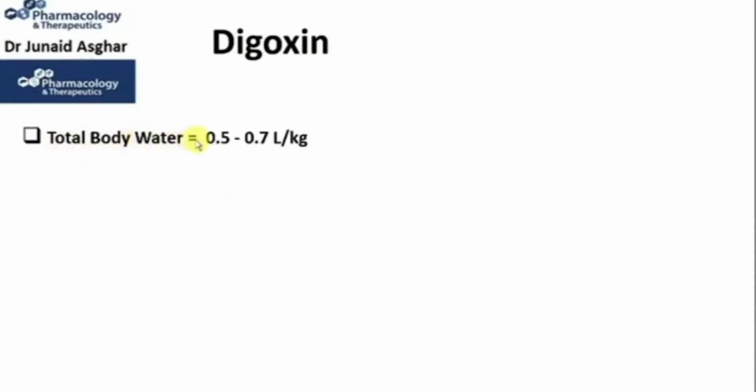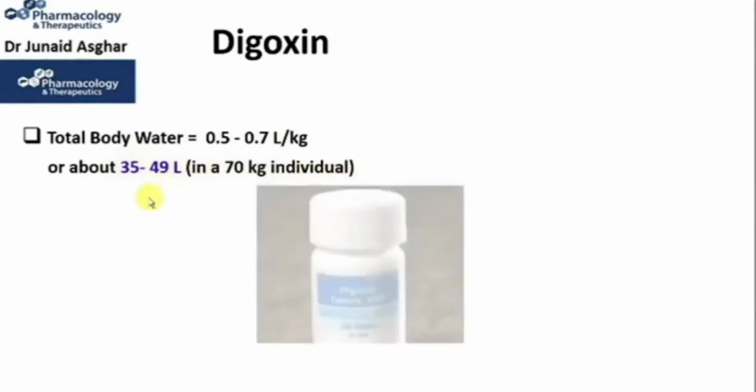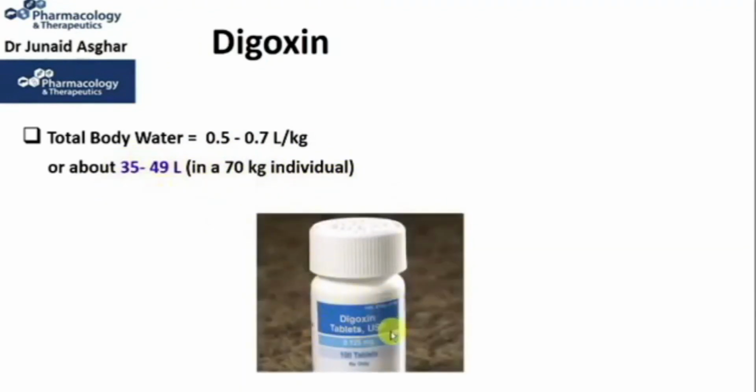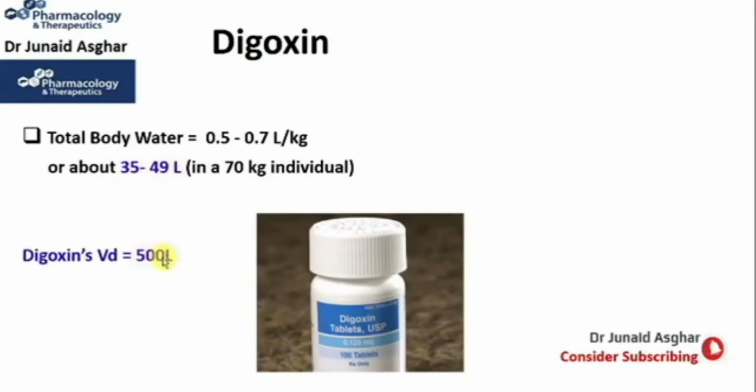Let's explain this in a more practical way. So the total body water is 0.5 to 0.7 liter per kilogram of the body weight, or in other words, it is 35 to 49 liters in a 70 kilogram individual. Let's take the example of digoxin. So digoxin VD is 500 liters, which is quite large, and it's greater than total body water, which is quite amazing. Now, digoxin is used in several cardiac pathologies such as atrial fibrillation and heart failure.